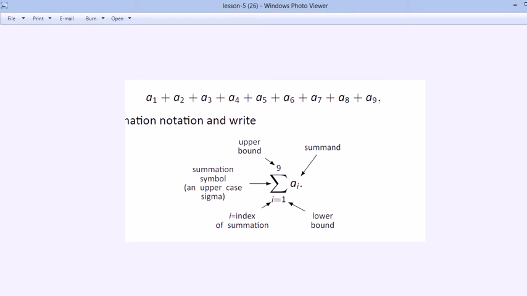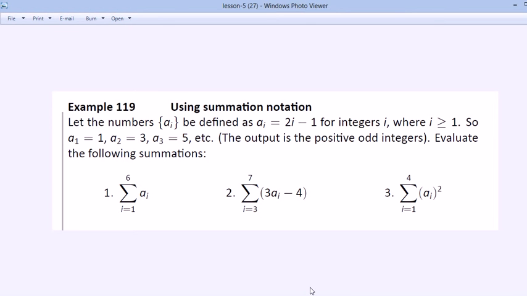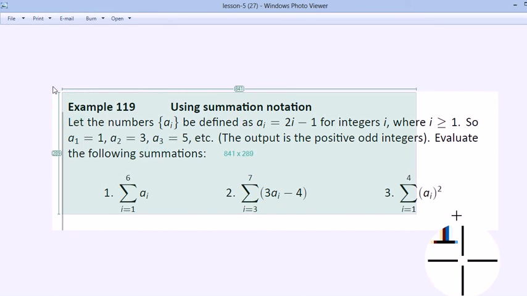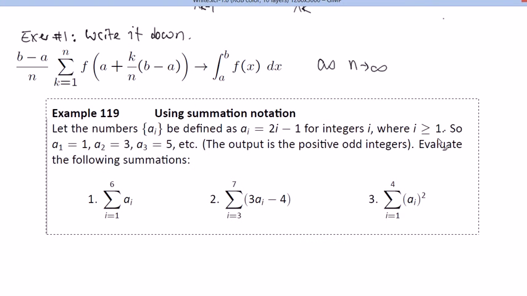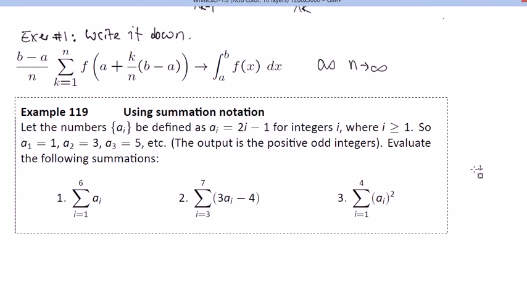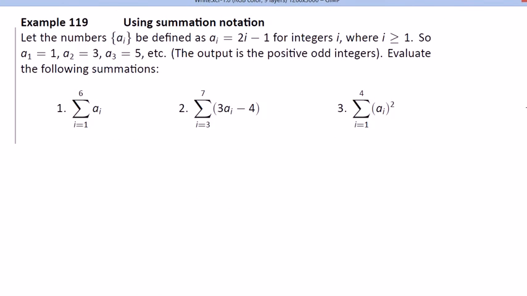How about this notation? I asked you to read about this summation notation, example 119 or something. Was there any question about understanding this notation? I'm going to do just one problem, which is part 2, and you might have read about it, but let's see. I'm going to explain a little bit, and if you have a question, you can ask.